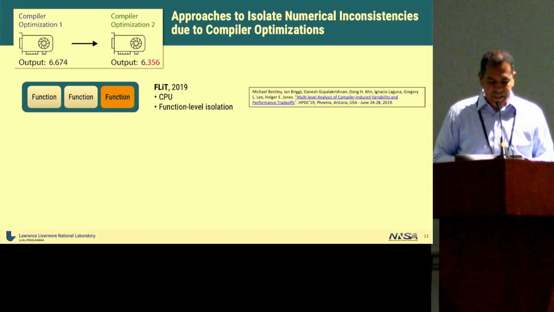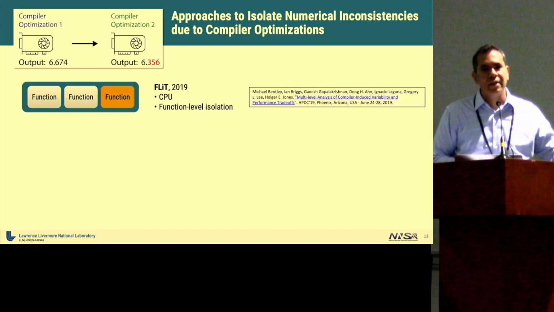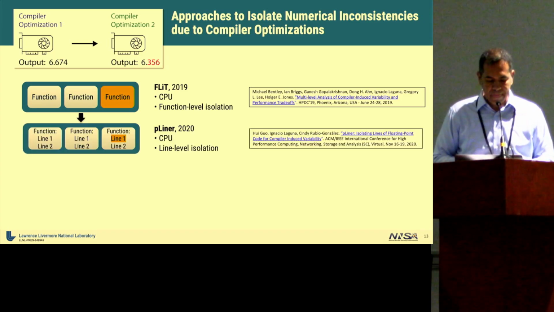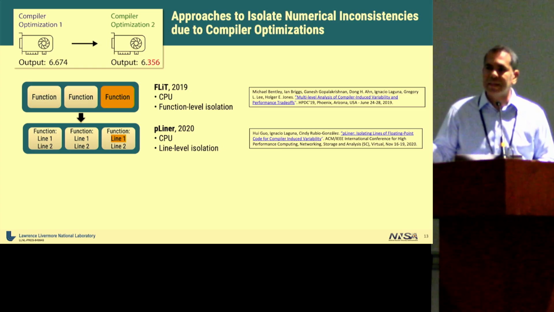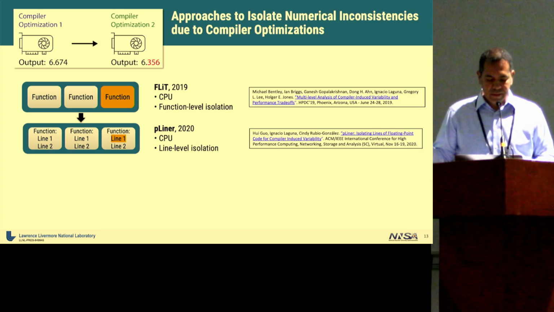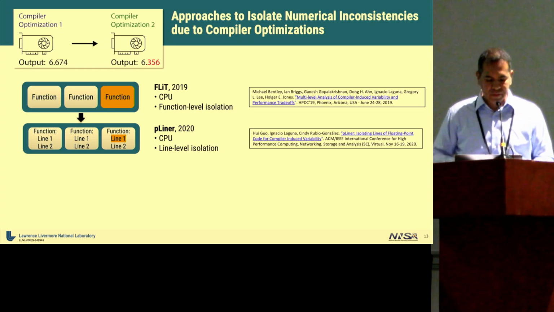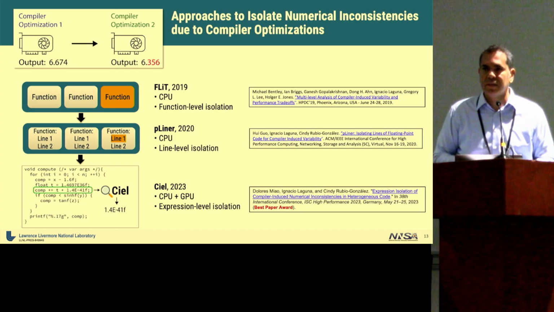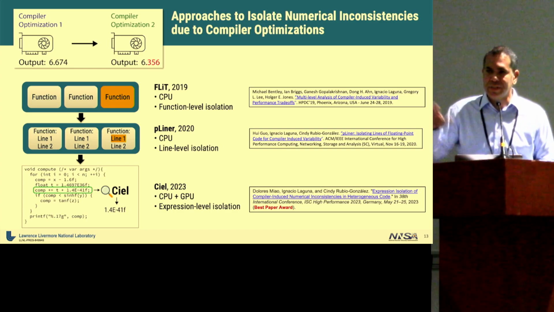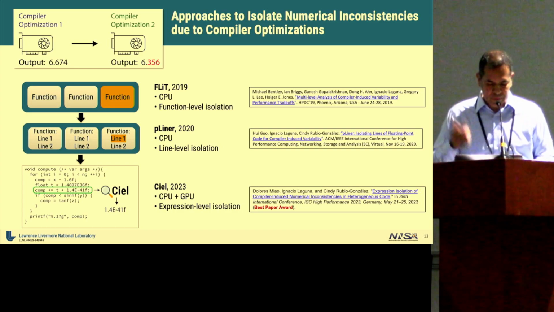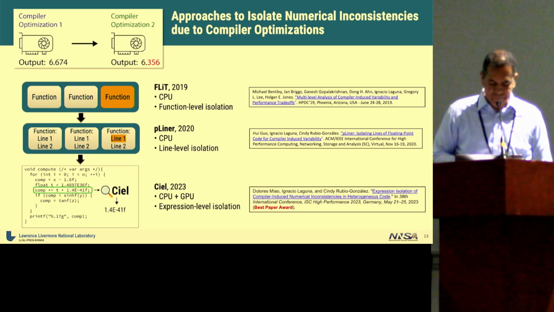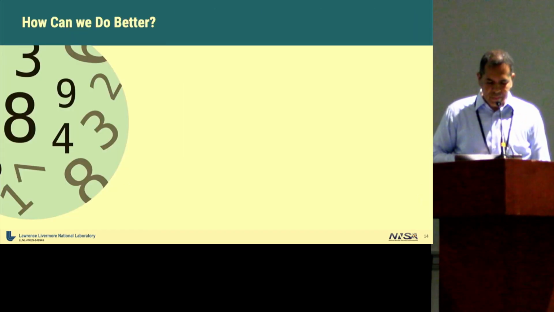We started with FLiT, which can analyze CPU code and find the function that causes the reproducibility problem, the inconsistency. Then we have P-Liner, which can also do CPU analysis and find the line of code that caused the inconsistency. And then recently we had Seal, which can find the expression within that line that caused the problem. We just presented that paper recently at ISC. So we have made good progress there, but I think we can do better.